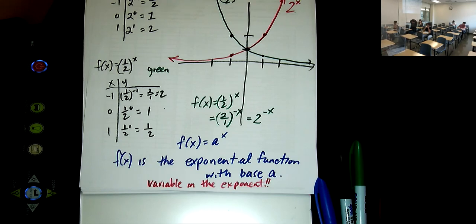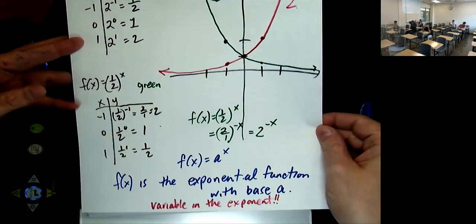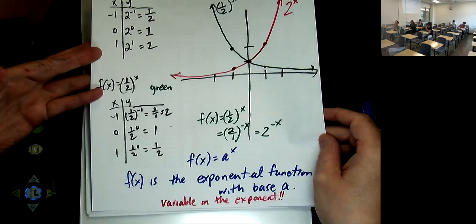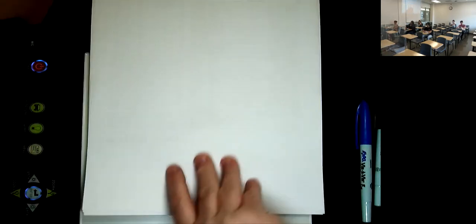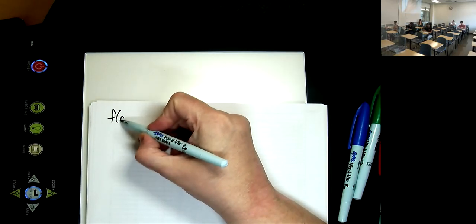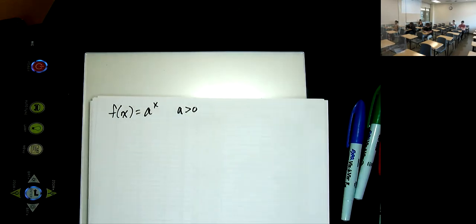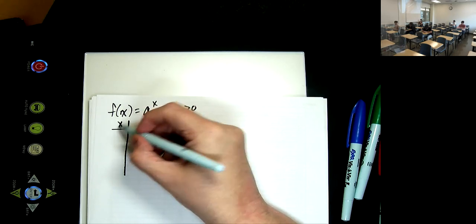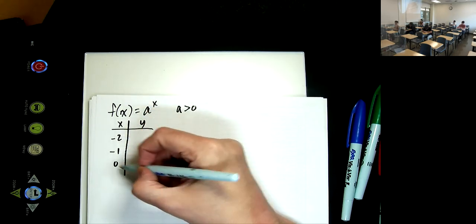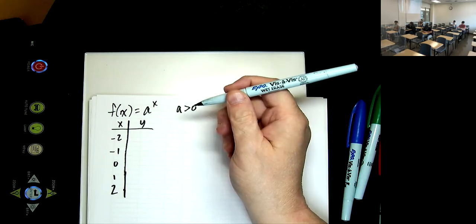If I were to do this in general, let's do it in general with a to the x. Let's do this graphing idea, because the pattern holds. Now a greater than 0. I could do a few more. If we do -2, -1, 0, 1, and 2. If a is small enough, you can get it on a normal graph.